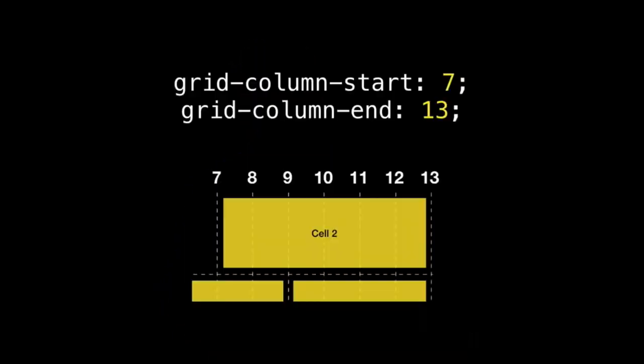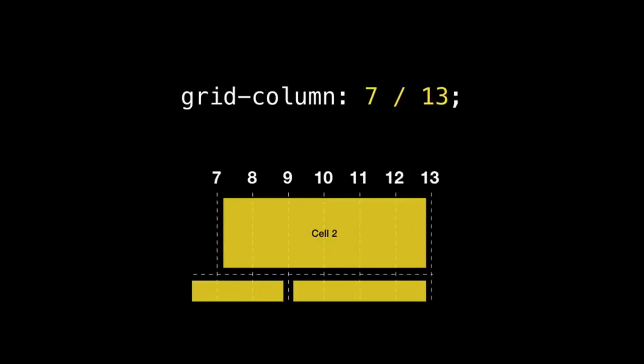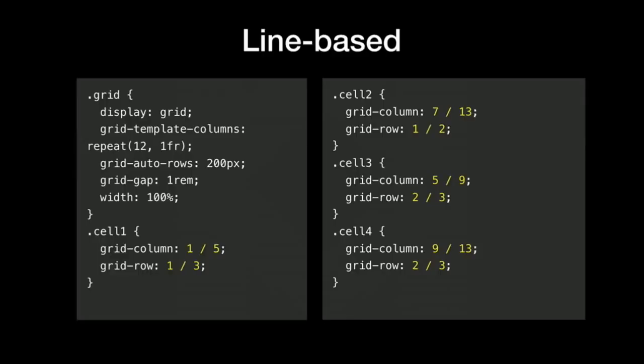So to place an item into a specific place on the grid, we could say we want this to start from line number 7, grid column start 7, and we want it to span up to line number 13, so I say grid column end 13. And there's also a handy short notation for that, grid column and grid row, respectively. And this is the full code for that previous example.